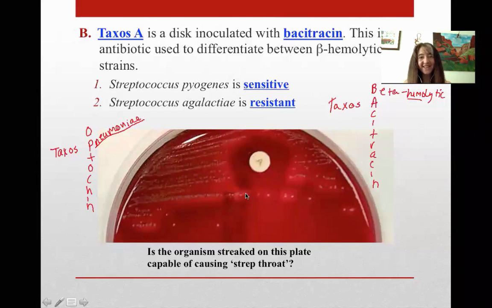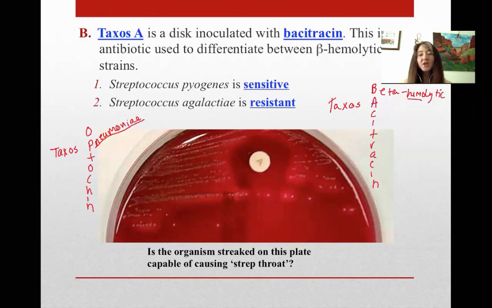So we can look at this plate, and this is your next pre-lab question. Is this organism capable of causing strep throat? So if you think it is, go ahead and write a little note on your third pre-lab question. So Taxos A disc inoculated with bacitracin, and it differentiates amongst beta hemolytic streps, largely allowing us to know definitively whether we have Streptococcus pyogenes, the strep throat group A, beta hemolytic strep.